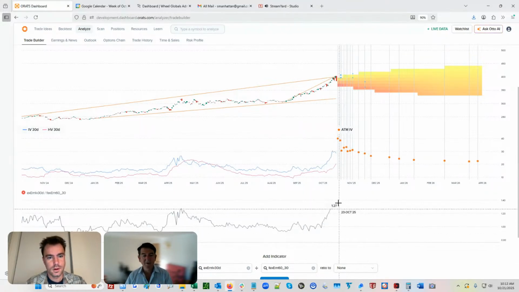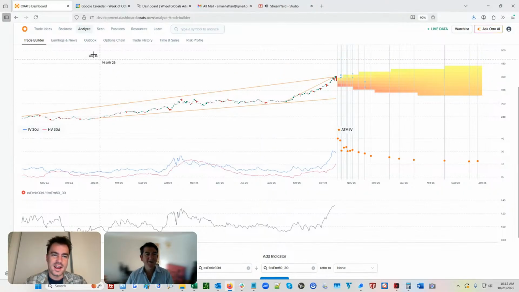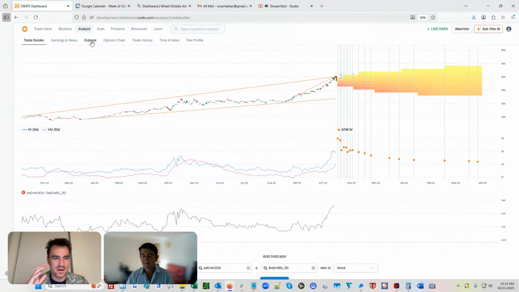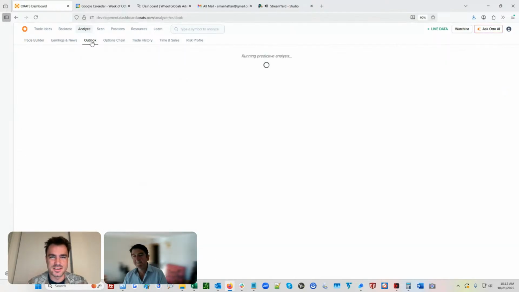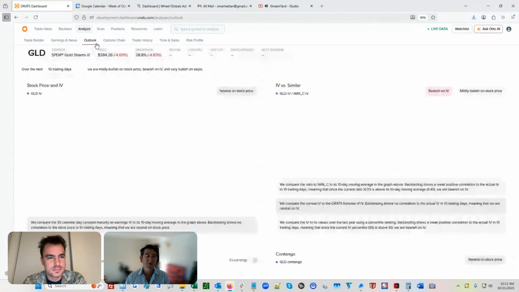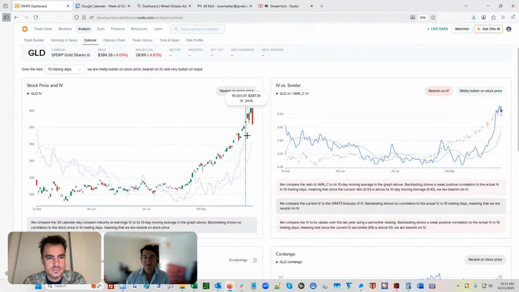So far so good on that, Tyler? Yeah, I like looking at the trade builder for this kind of stuff because you can see how the indicator lines up with the price and volatility of the stock, and it gives you a really at-a-glance view of the last few years. Yep, exactly. And the outlook is good because you can see where volatility in gold is compared to the market.